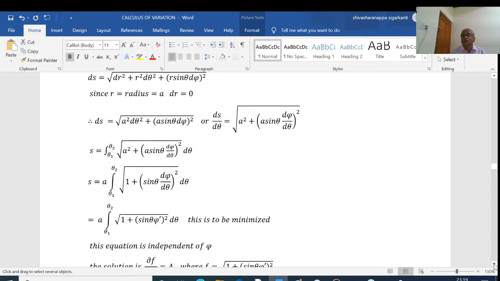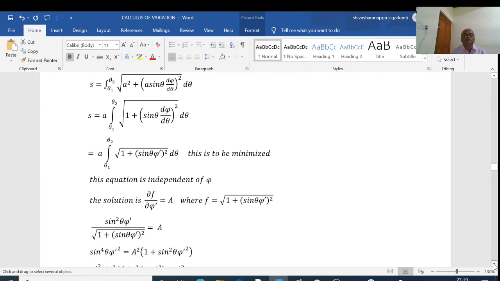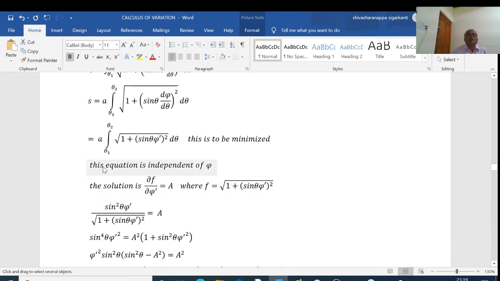Okay, so here, what is the independent variable? Theta is the independent variable. What is the dependent variable? The dependent variable is phi in this case. And this f is independent of phi. If it is independent of phi, then we have the particular case dou f by dou phi dash is equal to a. This is the equation.